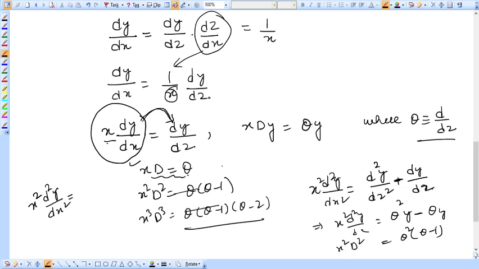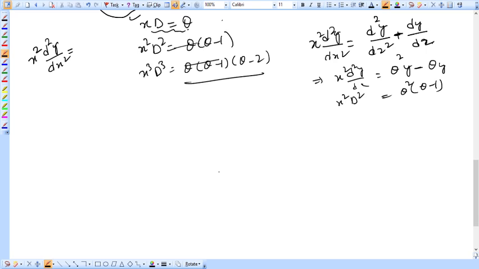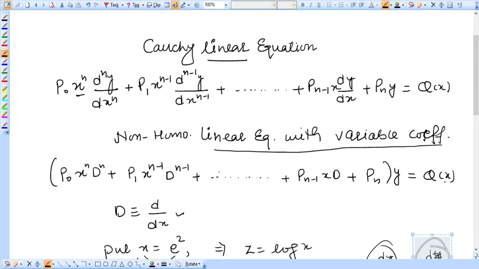Okay, so see, what was your Cauchy's equation? In this way we can write this as theta, and this x will be consumed. Okay, the next term here will be x cube, x square d square. Here also we can write theta into theta minus 1. Again you see the variable coefficient has been consumed. So this goes on and so on.